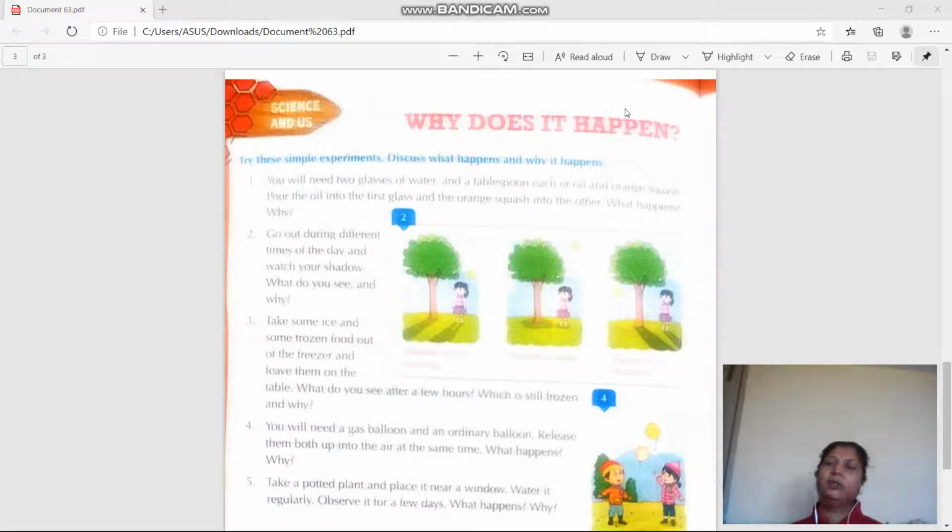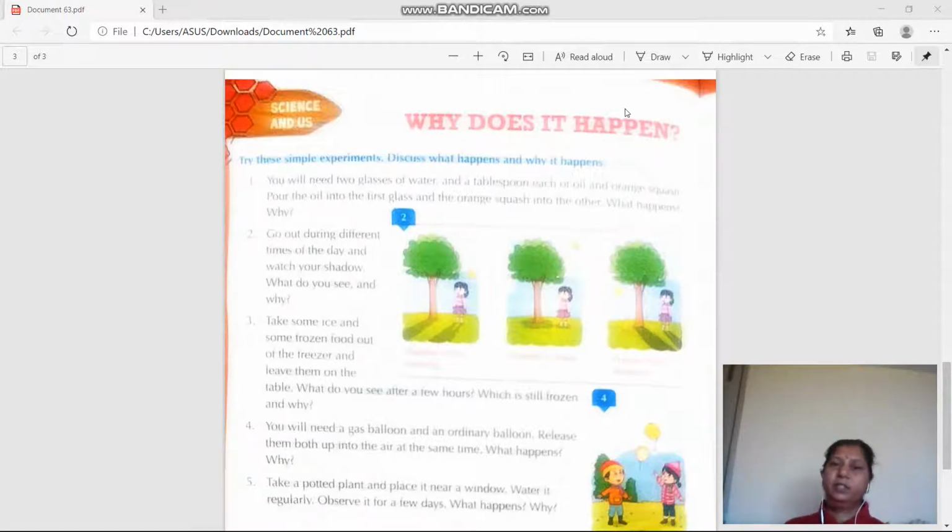The things through which light can pass are transparent. The objects through which light can partially pass are called translucent, and the objects through which light cannot pass are called opaque. So human beings and trees are opaque.